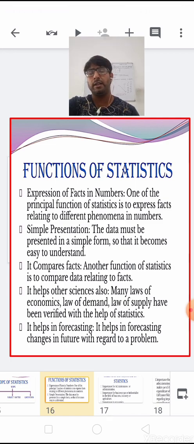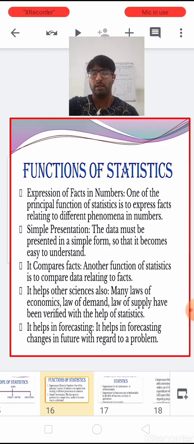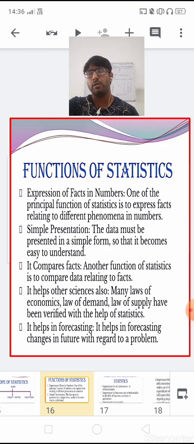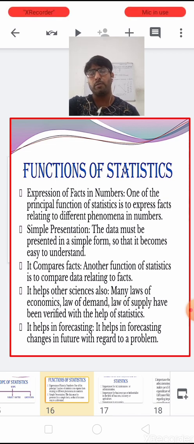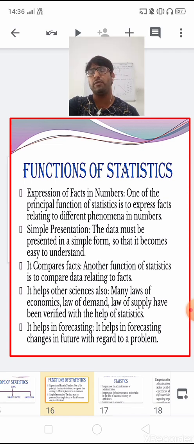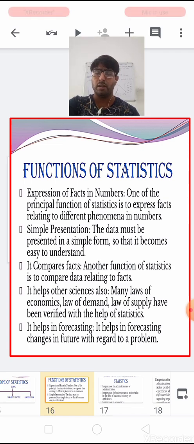The second function of statistics is simple presentation. Data must be presented in a simple form so that it becomes easy to understand. This is also a function of statistics. When we are going to present any data, it should be presented in such a way that it is very easy to understand.